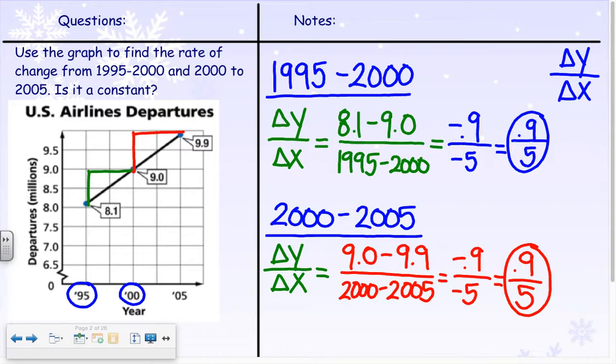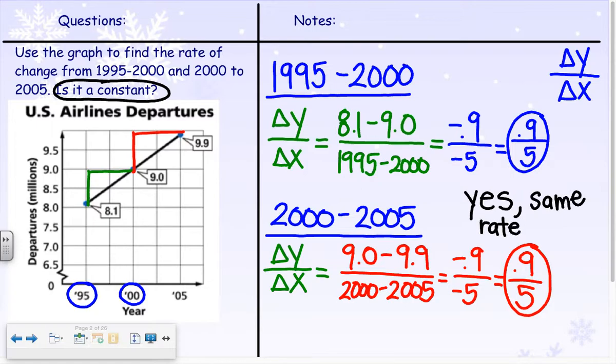You'll notice that this line is a straight line, so we have the same rate of change. So that means that yes, when I answer this question, is it a constant? The answer is yes, because they have the same rate of change.